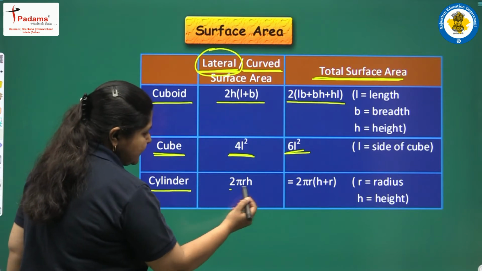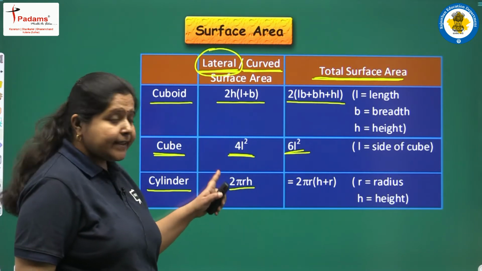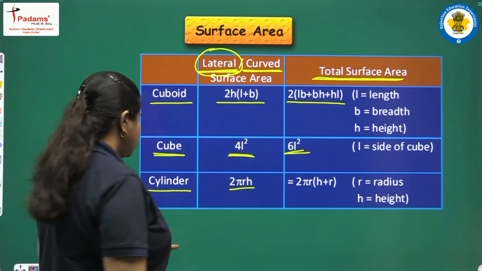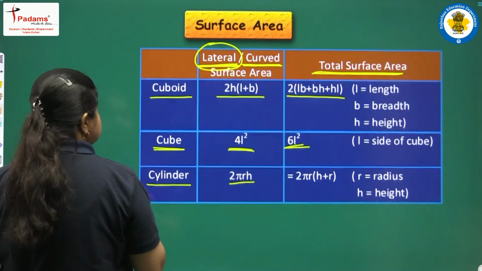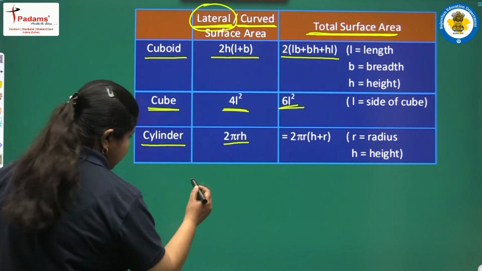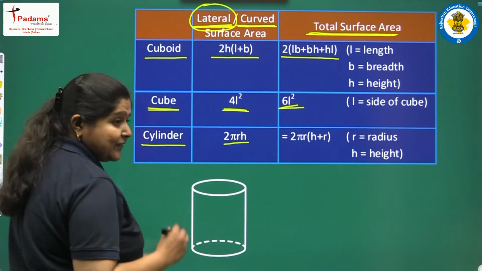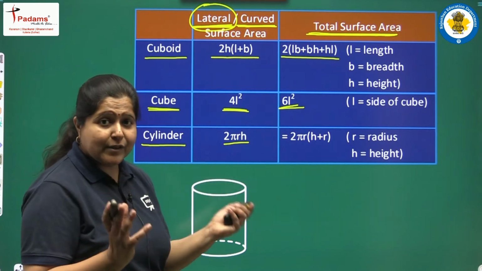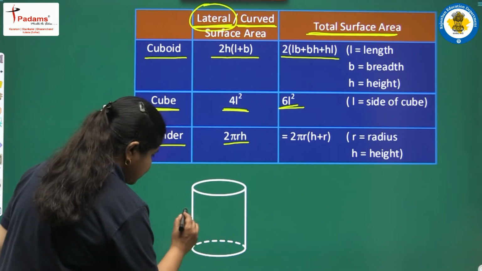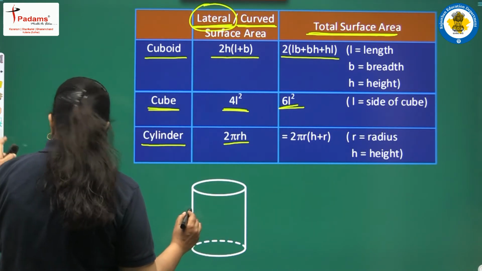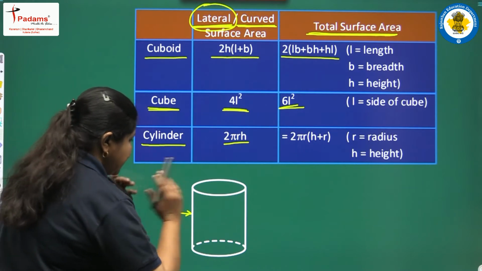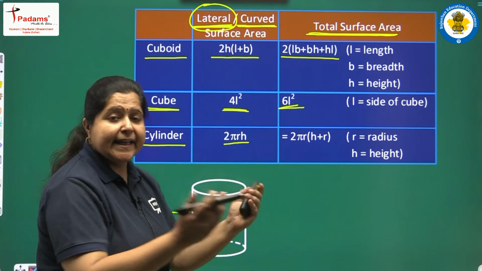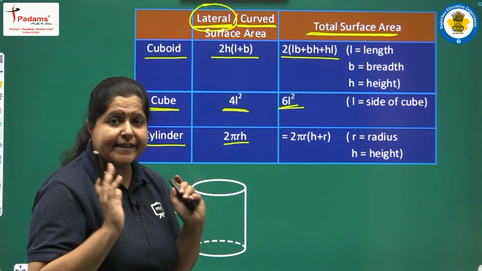The lateral surface area or curved surface area of a cylinder is given by 2 pi RH. Now when we talk about a cylinder, in this case we don't have the four side walls, but here we have this curved part here in the center, this one, this rounded part. This part is said as the curved surface area of a cylinder.